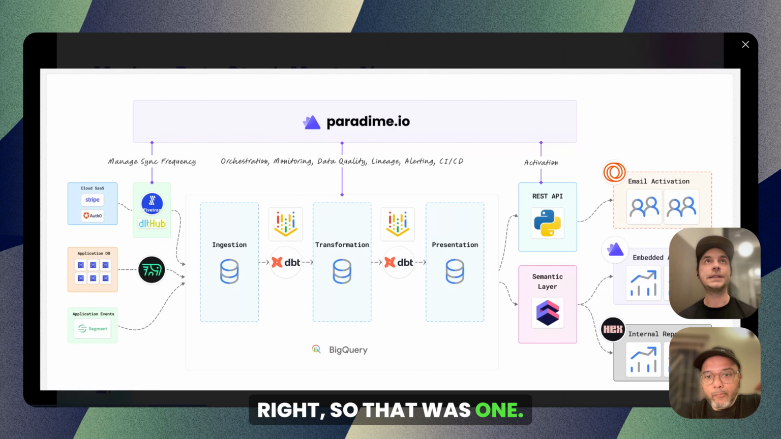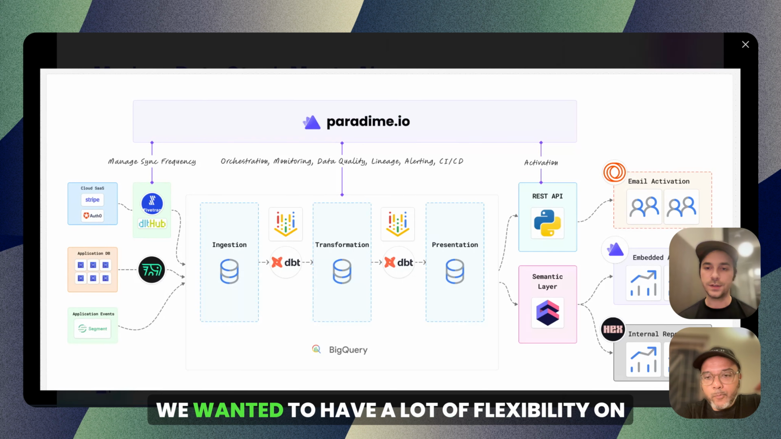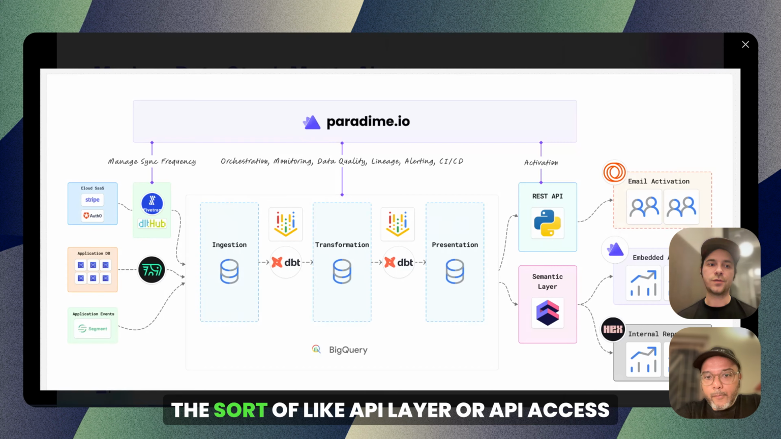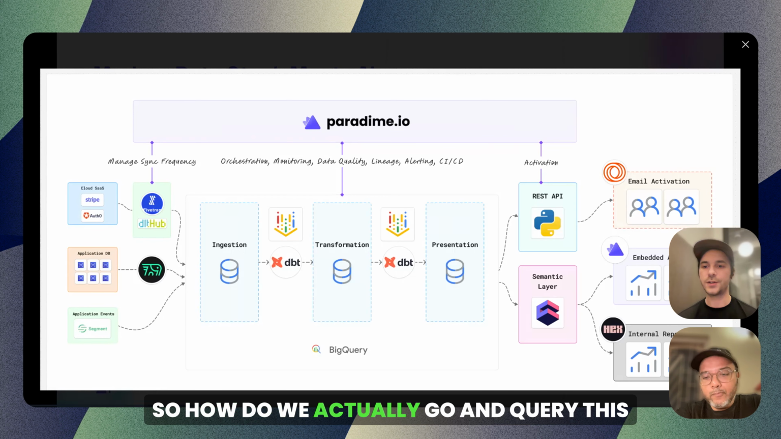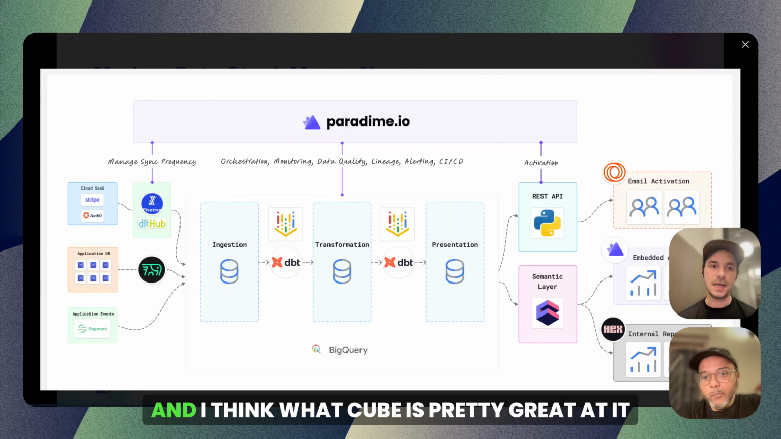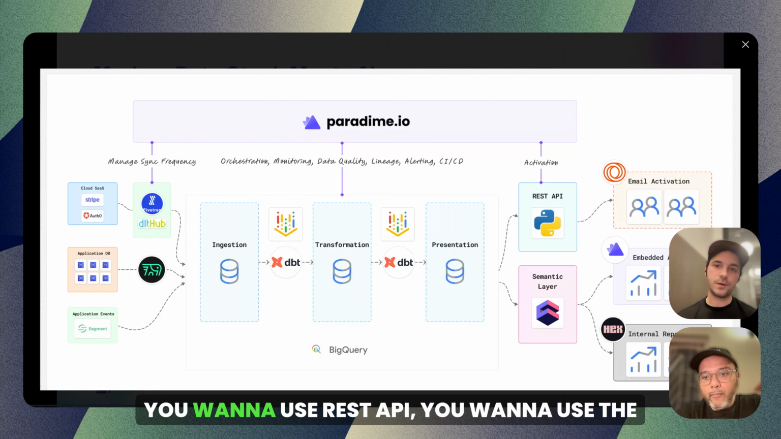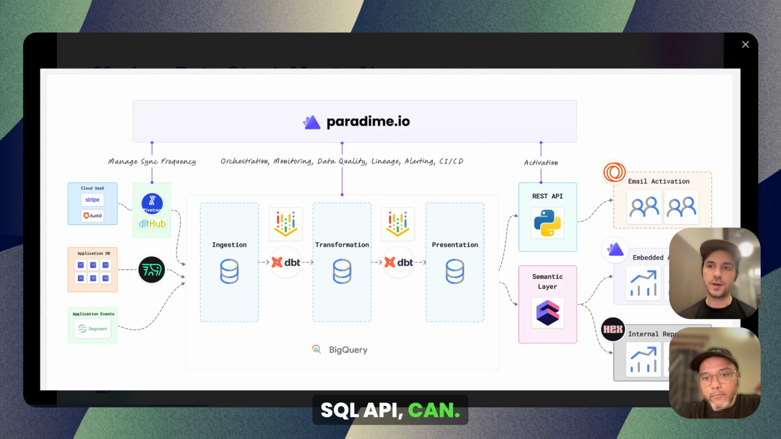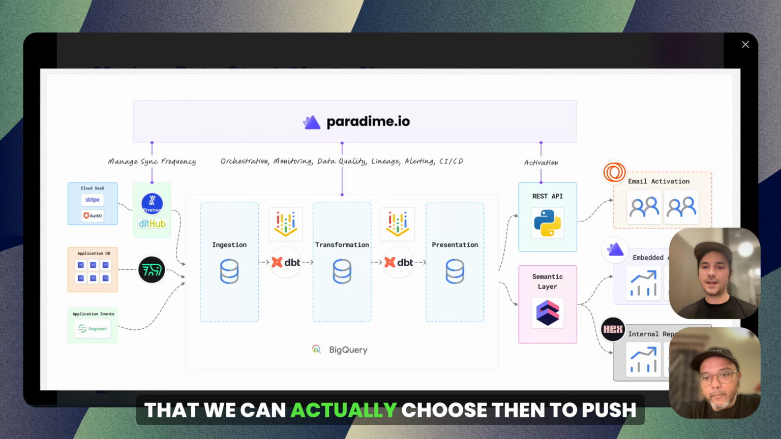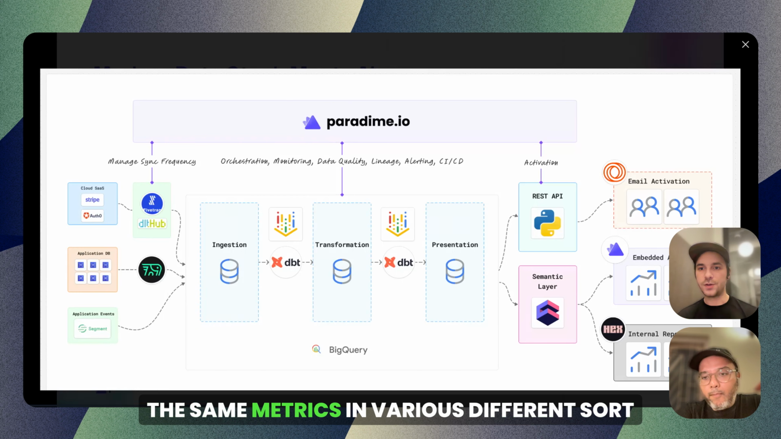That was one. The second thing, which was also important, is that we wanted a lot of flexibility on the API layer, or API access around it. So how do we actually query this data through the semantic layer? What Cube is pretty great at is that it provides everything you want. You want to query your cubes through a GraphQL endpoint, you can. You want to use the REST API, you can. You want to use the SQL API, you can. So it's super flexible because it means that we can choose to push the same metrics to various different applications, right?